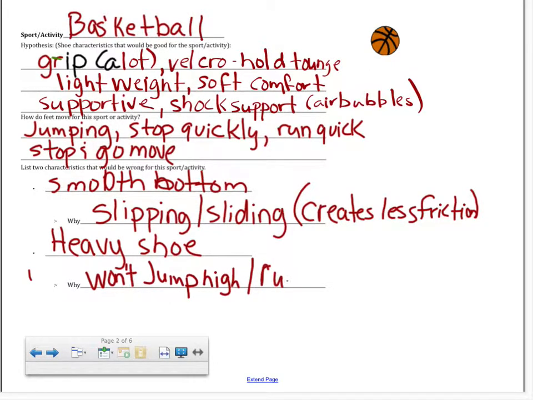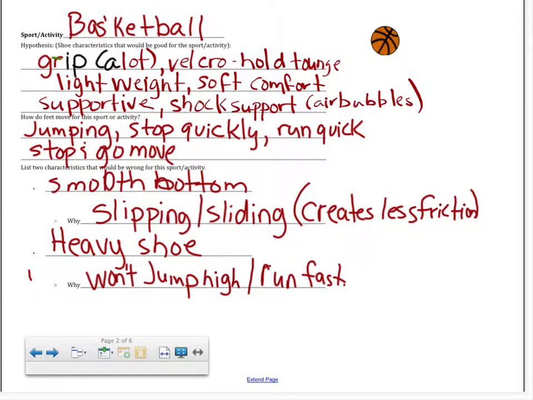He said won't jump high or run fast. I hope you're writing. Because the amount of mass will limit your speed. Friction will limit that and your speed. Push and pull, we learned that recently in one of our labs.